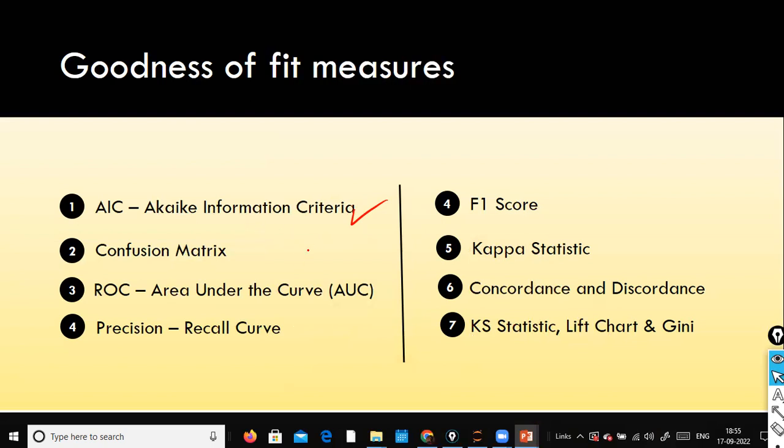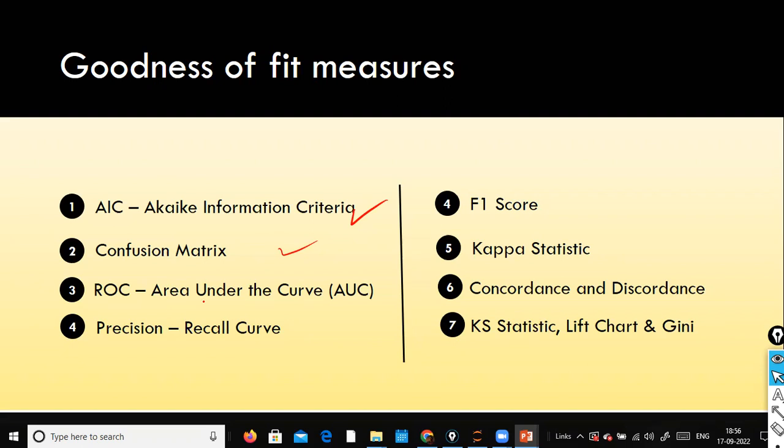The next one is the confusion matrix. So what is a confusion matrix? It is an error matrix. This is the one we use to judge the performance of classification-related algorithms. It gives us detailed information about the accuracy level, precision rate, and error percentage of the model.